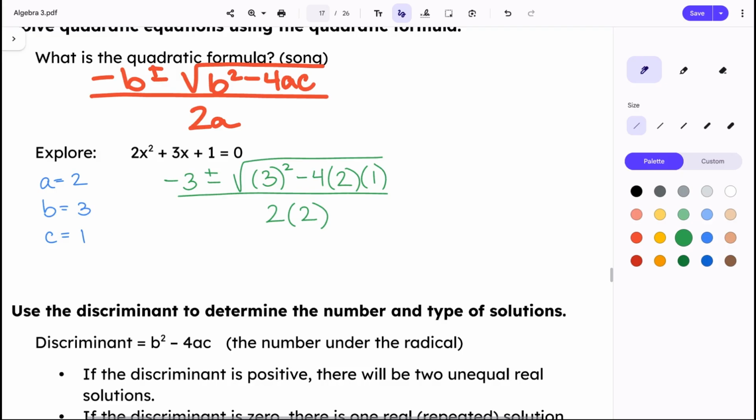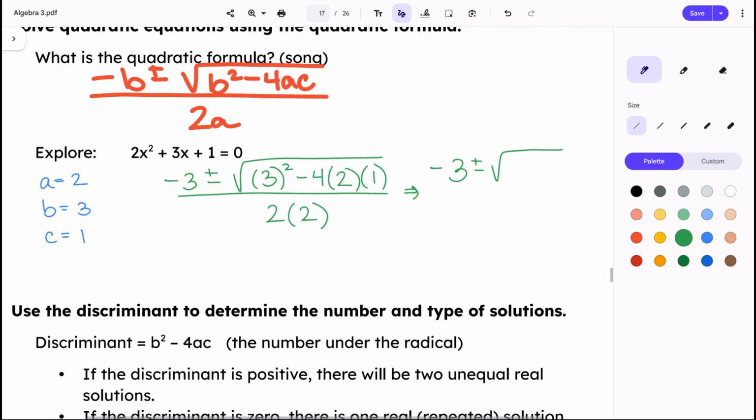Okay, and then we just try to simplify this as much as we can. We try to get it down to the best possible version of itself. So I'm going to work with the square root part first. So the 3 squared minus the 4 times 2 times 1. So I have negative 3 out front still. In the square root, 3 squared is 9. And then minus 4 times 2 times 1 would be 8. So what's 9 minus 8?